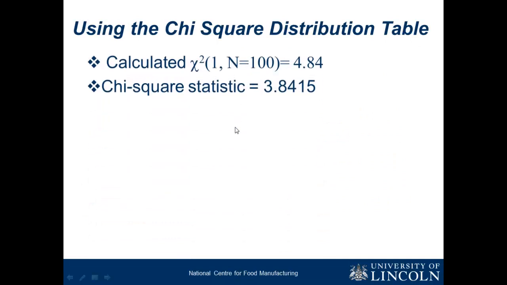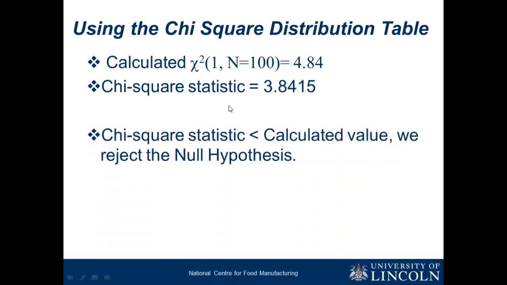The calculated value is 4.84, and the one from the table is 3.84. We can see that the calculated value is greater than the chi-square statistic. Now let's look at what happened. Our chi-square from the table, 3.84, is less than the calculated value. It's not greater, it's less. So we reject the null hypothesis. If the table value is greater, we accept. But now it's less, so we reject the null hypothesis.